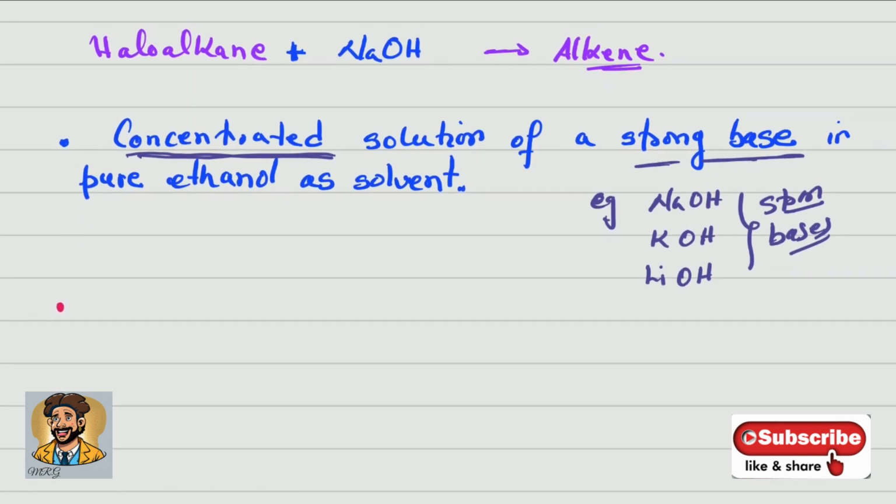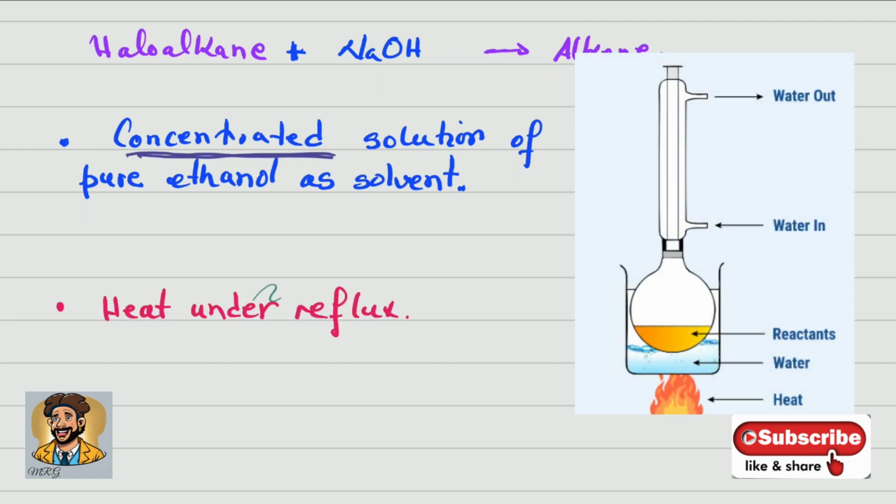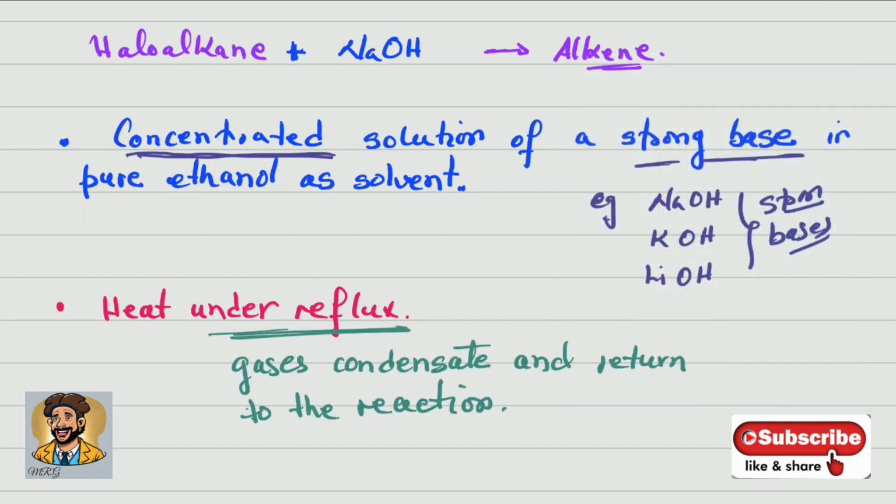The other condition is that you need heat applied under reflux. Now, what is the meaning of heat under reflux? That means that these gases, remember when you heat them, the gases are going to evaporate, but under reflux means that those gases after the evaporation are going to condense and return to the reaction. That is the meaning of heat under reflux.